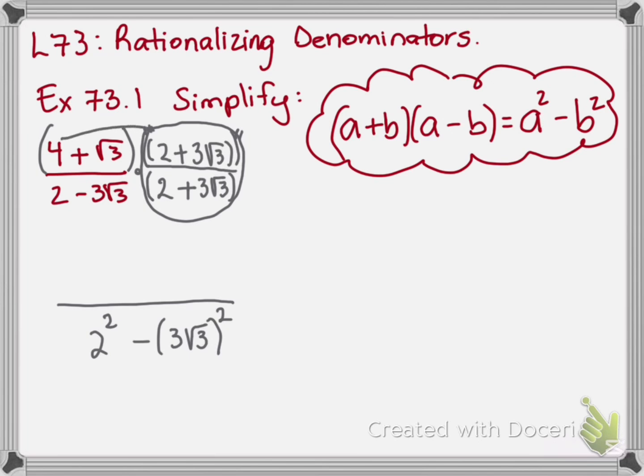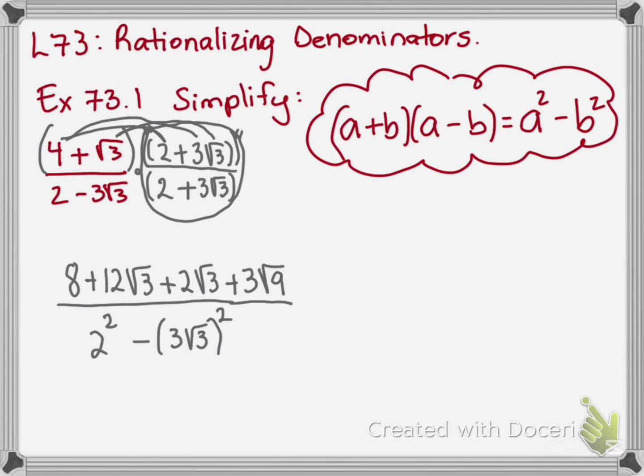So let's start. 4 times 2 is 8. And 4 times 3 square root of 3 is 12 square root of 3. Then we multiply the 2 times the square root of 3, which is 2 square root of 3. And then the square root of 3 times 3 square root of 3, which in that case is going to be 3 square root of 9. In the top, we have to multiply each one with each other, but in the denominator, we're going to use this formula, and we're just going to use the a squared minus the b squared, because we know that's what it's going to be. It's a formula that we're using to simplify our lives.